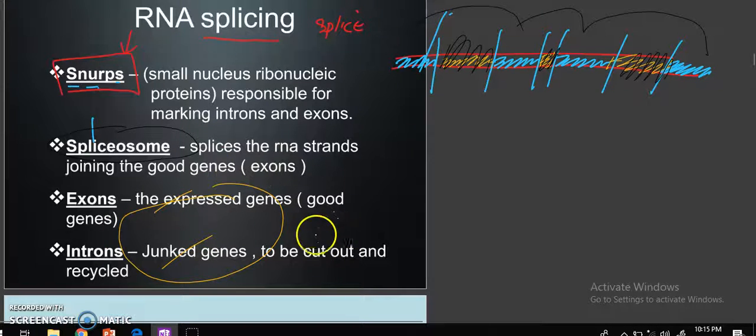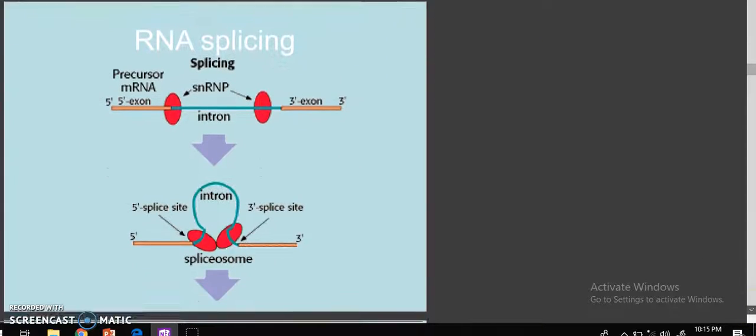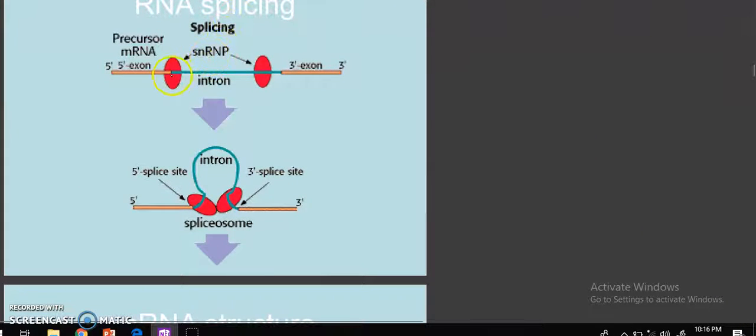So during the RNA splicing, this is how it looks. The snRNPs will identify and mark where the end of the exons and the beginning of the introns are, and they will cut with the help of the spliceosome. And then when they cut, the spliceosome will take away a portion, which is now called the junk gene or the introns, and these introns will go back into the system and be recycled because they are also proteins.